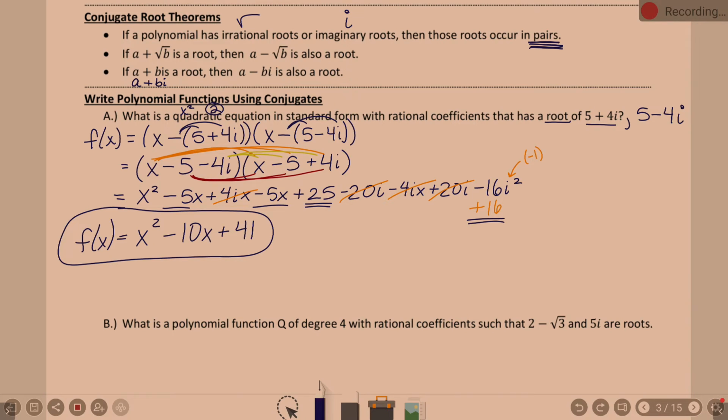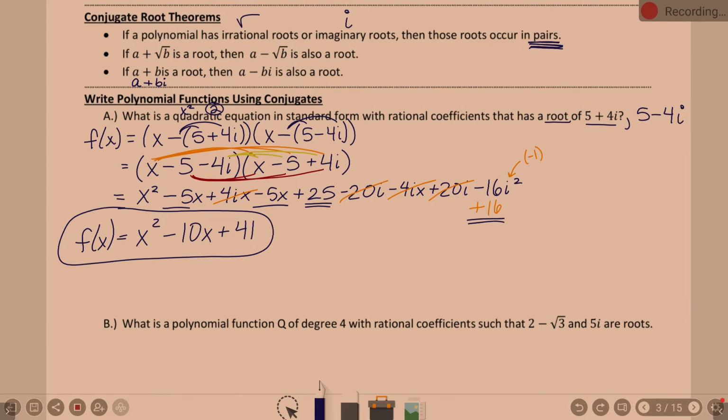Okay, well, I'm ready to try part B. Sorry, it talks about function Q in there. I was thinking ahead. Okay, part B, you ready? Part B, what is a polynomial function Q of degree 4 with rational coefficients such that 2 minus square root of 3 and 5i are roots?